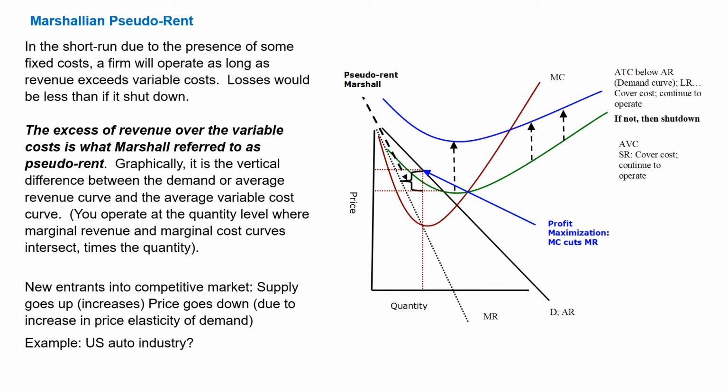So an example of this, of course, would be the U.S. auto industry because it would be representative of an oligopoly, meaning they are price makers, not price takers. So they're receiving more than that average variable cost. Okay.